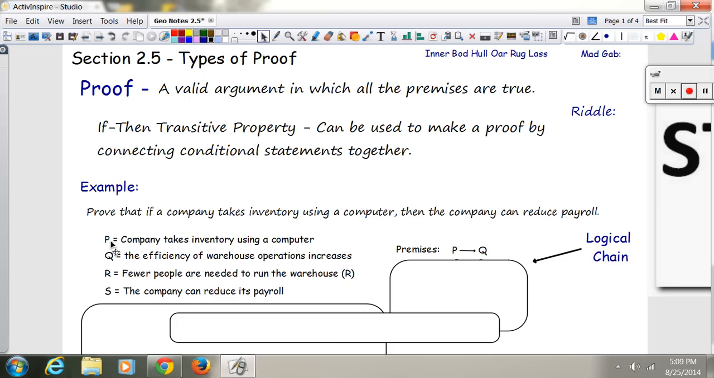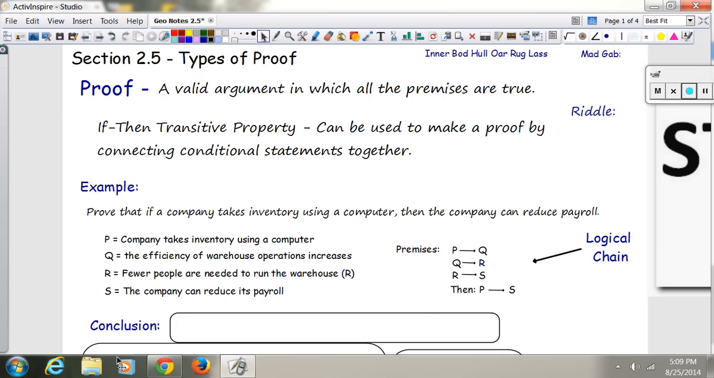We started with a P to Q statement. If it takes inventory on a computer, then the efficiency of warehouse operations increases. We went from Q to R, so if the efficiency increases, then fewer people are going to be needed. And then we went from R to S. If fewer people are needed, then you can reduce payroll. So that is just using logical statements to help you prove a statement.